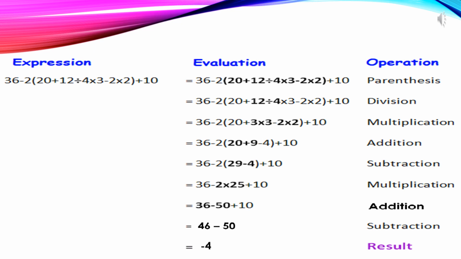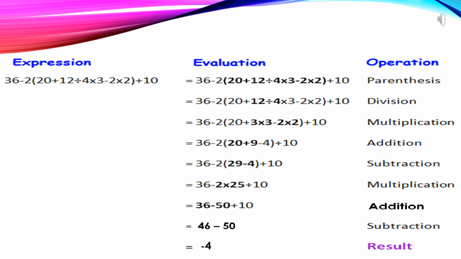In first step, we will solve the parenthesis, that is the bracket. Then in second step we will solve the division, that is 12 divided by 4. After that we will get 36 minus 2 bracket start 20 plus 3 multiplied by 3 minus 2 multiplied by 2 bracket close plus 10. In third step we will solve the multiplication, that is 3 multiplied by 3 and 2 multiplied by 2, and we will get 36 minus 2 bracket start 20 plus 9 minus 4 bracket close plus 10.